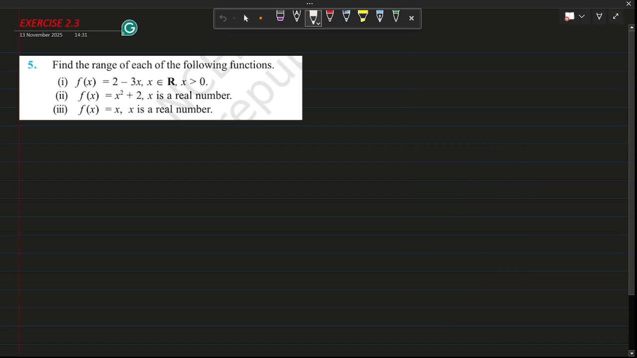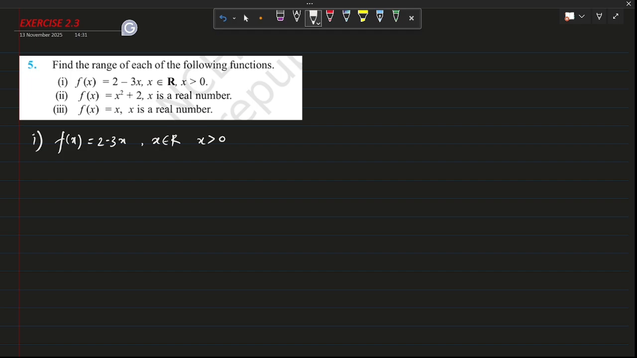So this is question number 5. Find the range of each of the following functions. The first function is given: f of x is equal to 2 minus 3x for x belongs to R and x must be greater than 0. So x is greater than 0, and x is a real number. Whenever it takes the value 0, it will give 2. F of 0 is equal to 2, and then for all positive x it will give different values, which may be negative values.